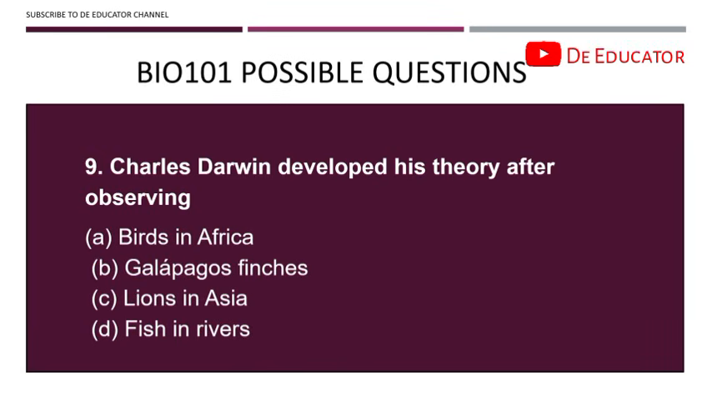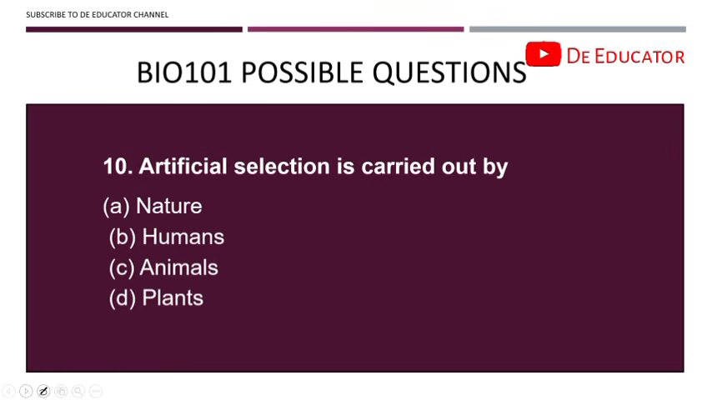Charles Darwin developed his theory after observing Galapagos finches. Please take note. Galapagos finches. These were the birds that Charles Darwin observed and he developed his theory of natural selection. Artificial selection is carried out by humans. That is why it is artificial. It is very straightforward. Artificial selection is carried out by humans. Natural selection is carried out by nature.